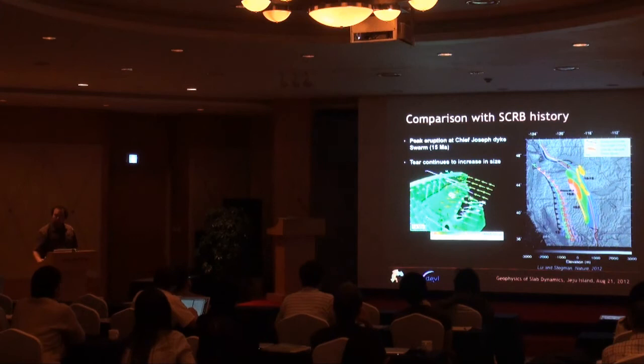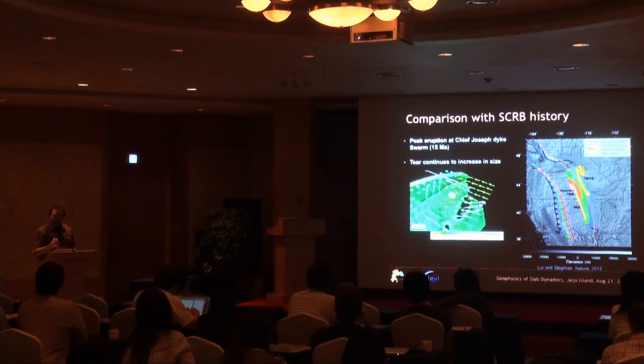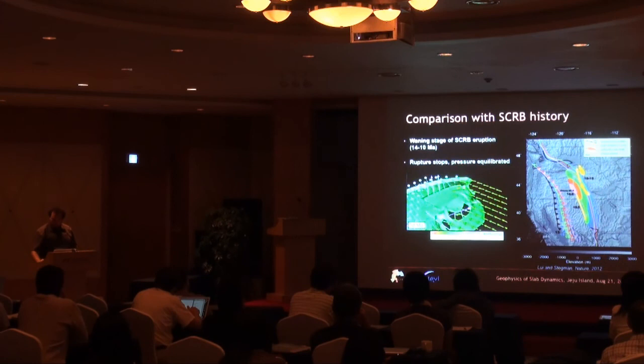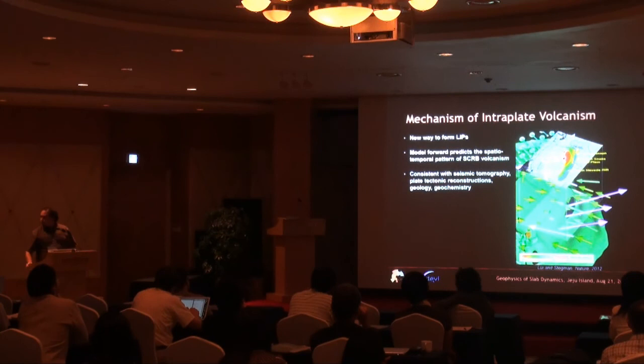So this is more evidence that the slab is a lot weaker than what the normal temperature-determined viscosity would say it is. This agreement between where the slab tears, which is completely emergent from these models that are well constrained by good agreement with tomography images, and the eruption history of the Columbia River basalt. So I'm just going to, yep. Okay, thanks a lot.